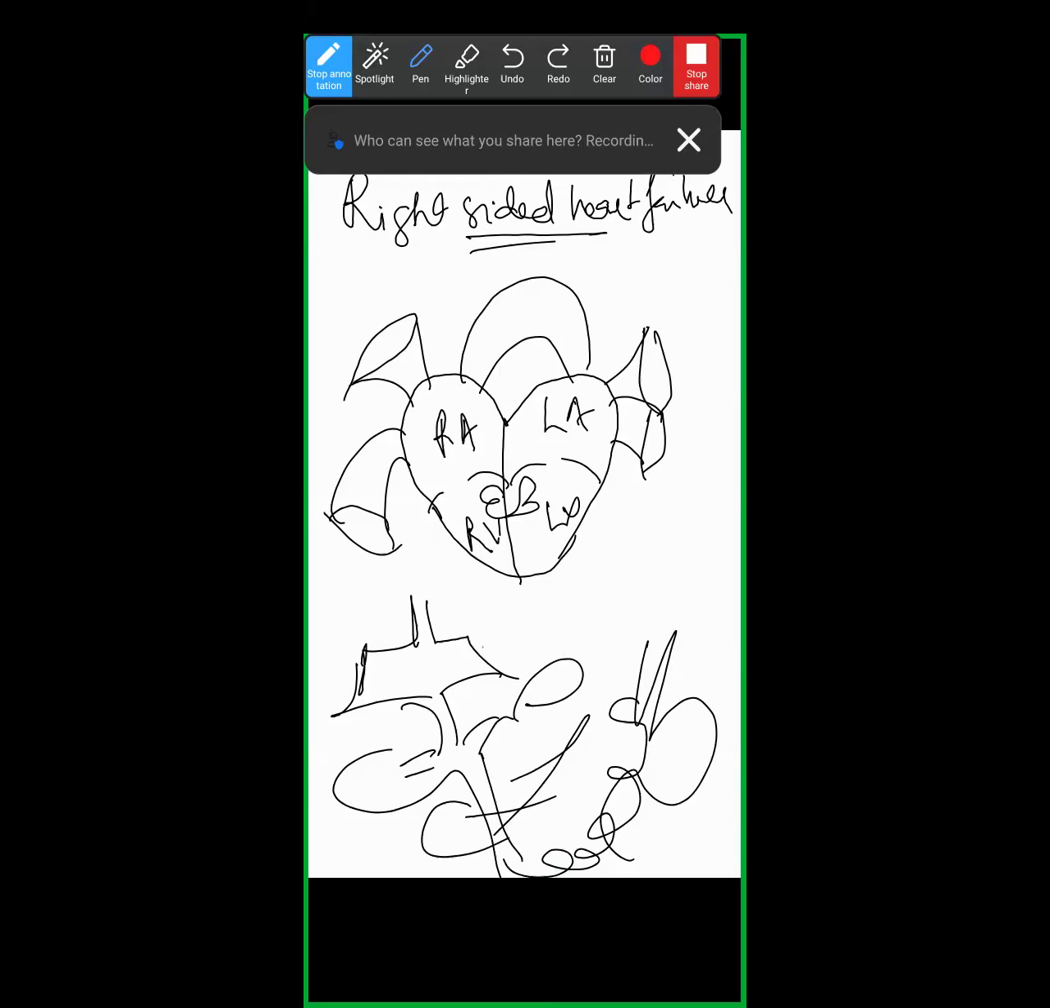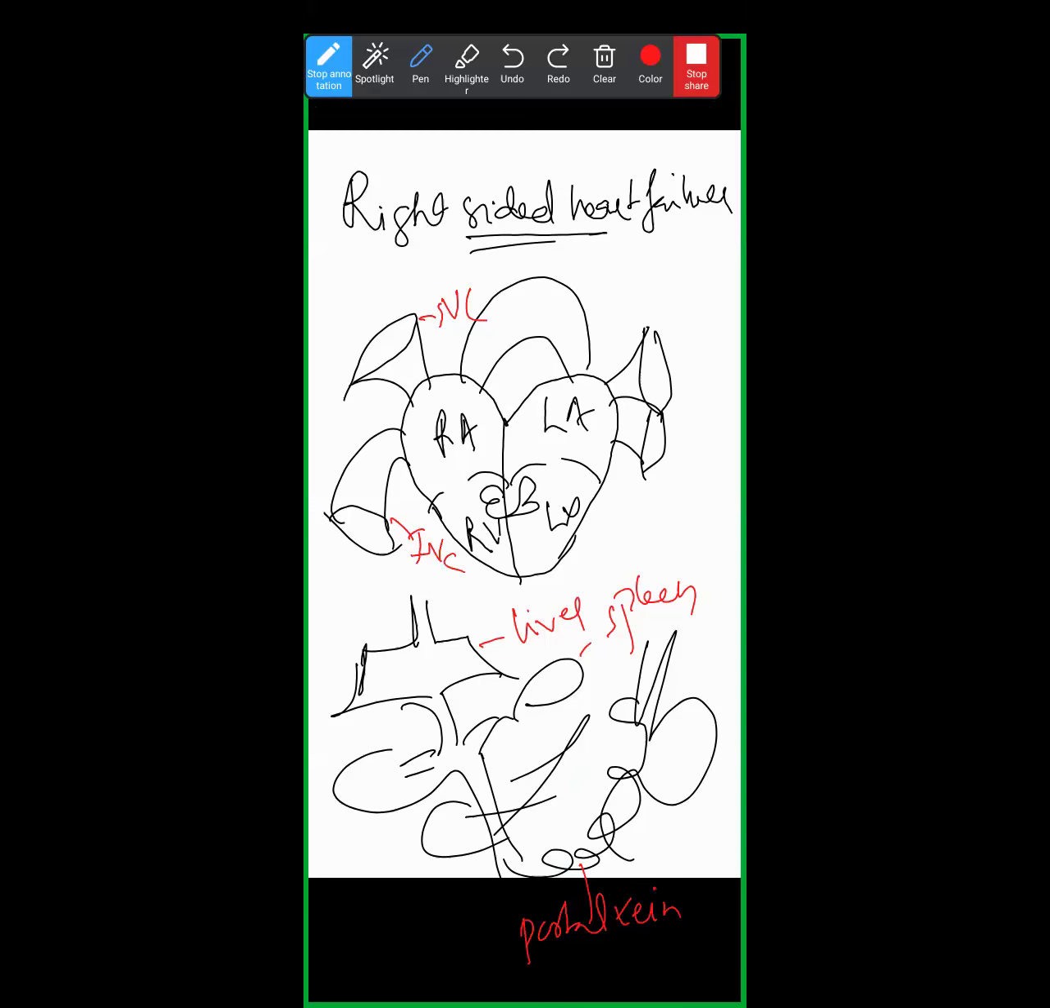Okay, so this is a liver. Spleen, portal vein. This is the superior vena cava, and this is the inferior vena cava. So what will happen in right-sided heart failure?